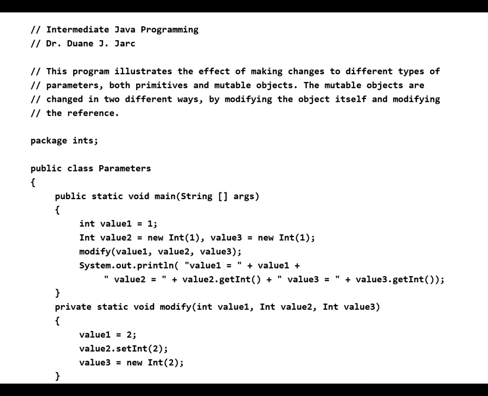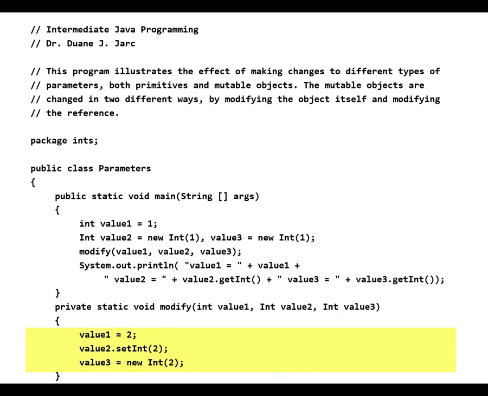Now let's consider our final example that illustrates these differences. In our main method, we have three variables. The first is a primitive int variable that is initialized to 1. In addition, we have two mutable int objects, each containing a value of 1. All three are passed to the method modify, and then their values are displayed.